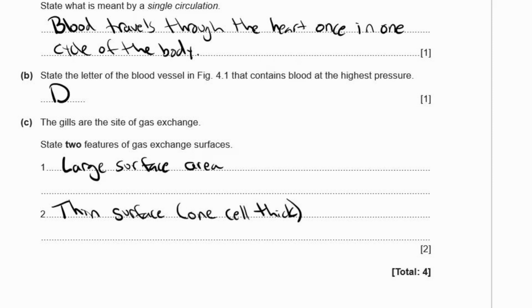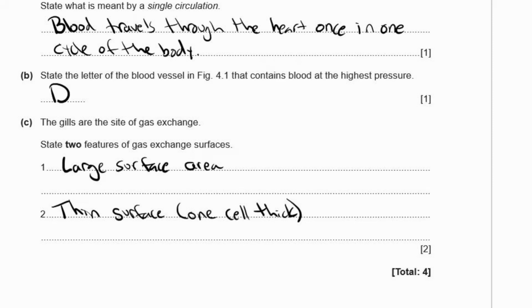Other things that you could put down, you could say it has to be moist. So a good site of gas exchange would be a place where it's moist because the gases diffuse in the moisture. A good gas exchange surface should also have a good blood supply because you want the gases to go into the blood. So lots of capillaries around it. They should have a good amount of air or water around the surface to get oxygen.